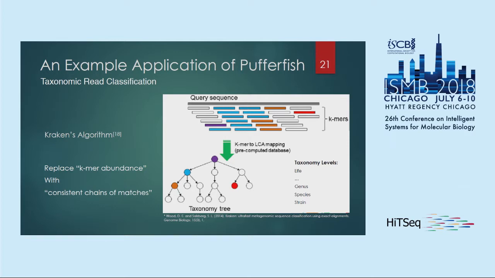The only difference between our tool and Kraken or other existing tools is that instead of just looking for the k-mer abundance, because we have a lightweight mapper around our index data structure, we look for all the consistent chains of matches, which should be consistent in position and orientation. We expect this to give us a better accuracy result at the end.